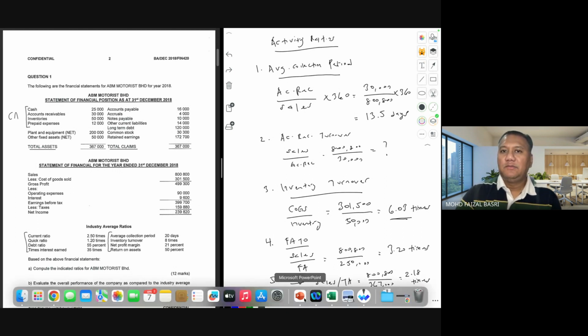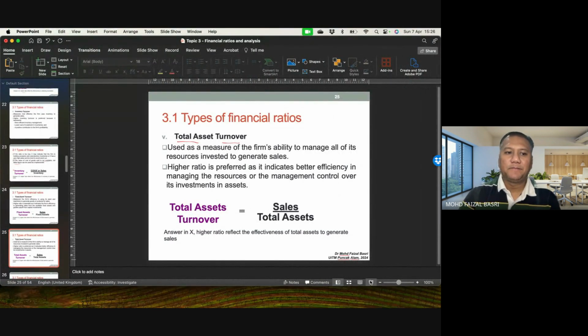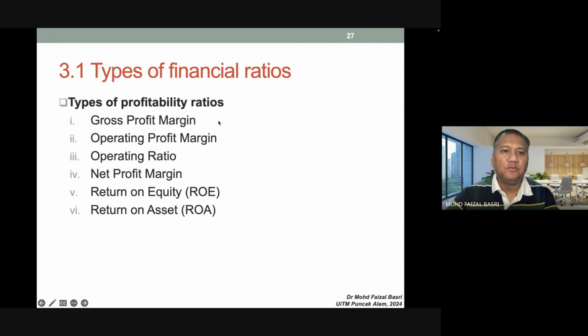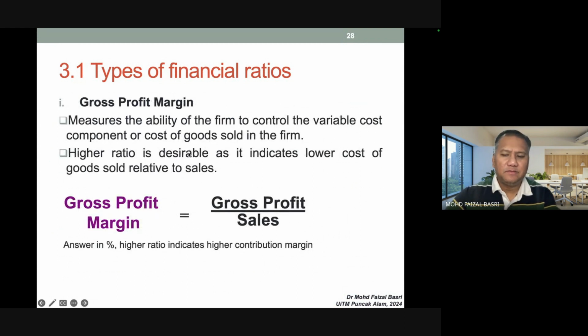Okay, moving on. Dah nak habis ni. We have the fourth one, profitability ratios. Okay, measures the relative success of the firm that is combined the effect of liquidity, activity, and leverage with the operating results. Okay, so untuk profitability, the higher ratio is preferred as it tends to satisfy the mean of the expectation of all the parties involved. And ada 6 ratio pula kat sini. Okay, walaupun 6 ratio ni, operating ratio ni lagi rendah lagi bagus.